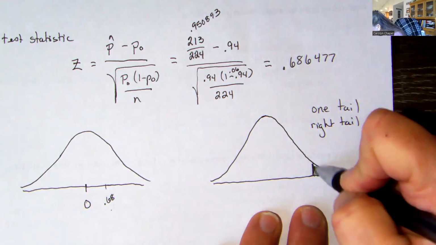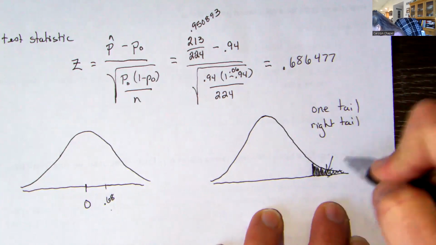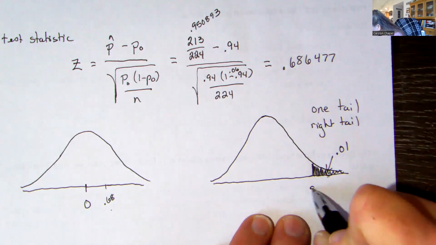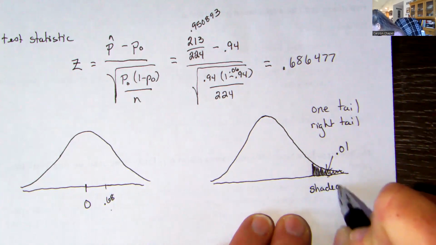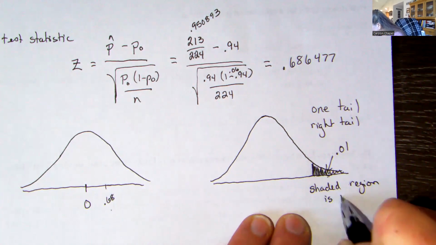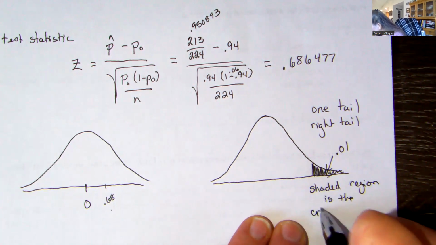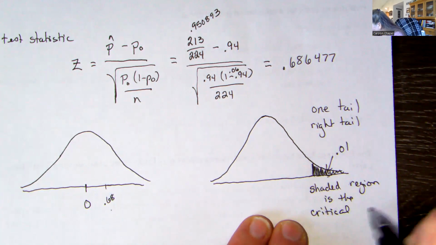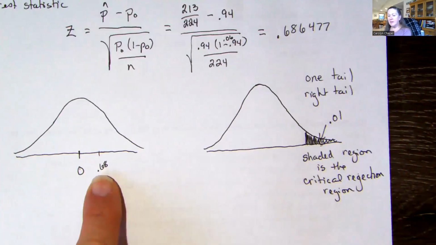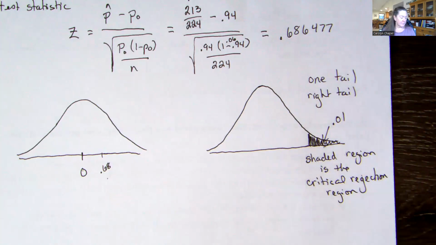We put our alpha into the critical region. So that shaded region is the critical rejection region. So we need to kind of know, does this guy fall in that spot?